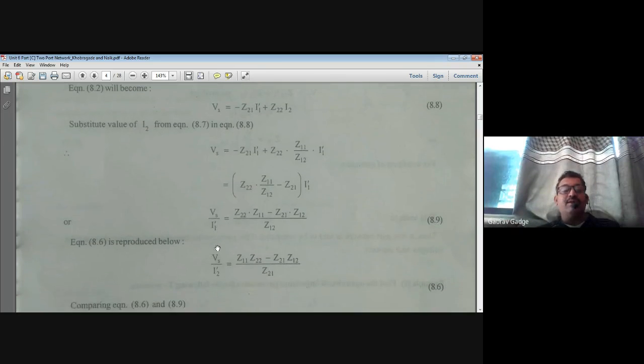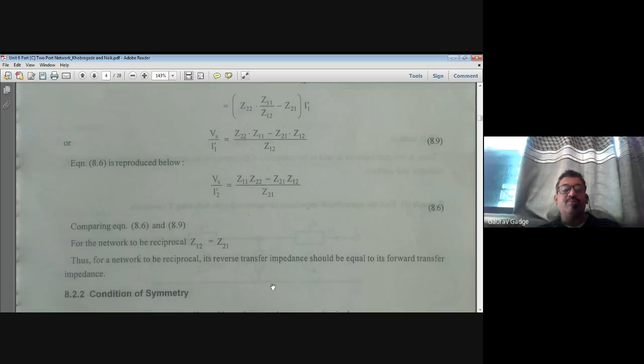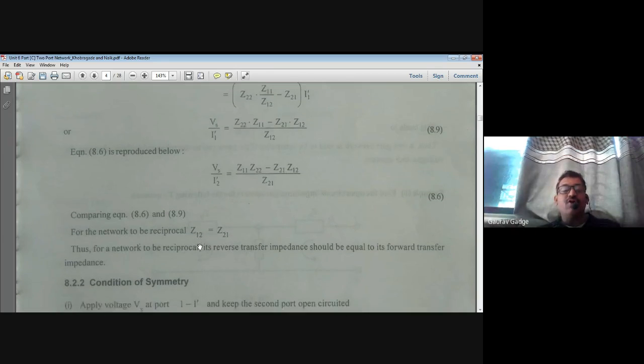So this is 8.9. Now let us write the first equation 8.6, which is again input voltage upon output current. So you just check, Z12 and Z21 are the only difference. Otherwise, the rest of the equation is same. So for the network to be reciprocal, Z12 must be replaced by Z21. So this is the condition called reciprocity condition. Thus for a network to be reciprocal, its reverse transfer function should be equal to its forward transfer function.